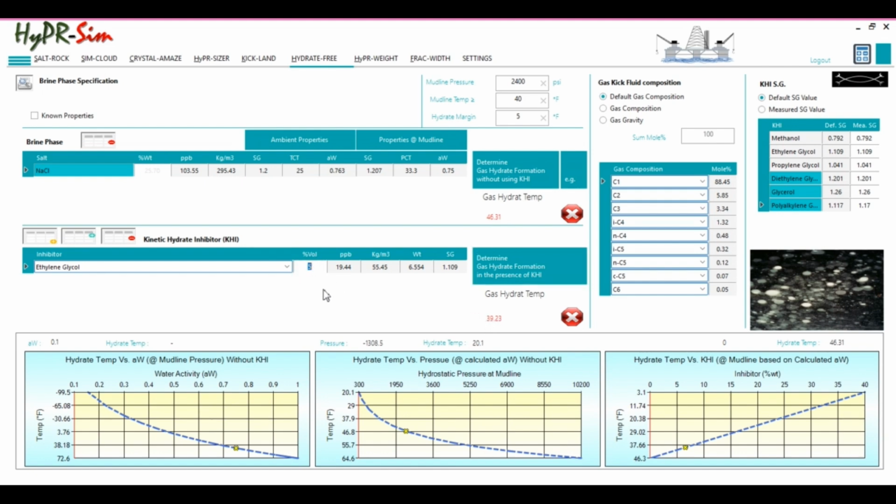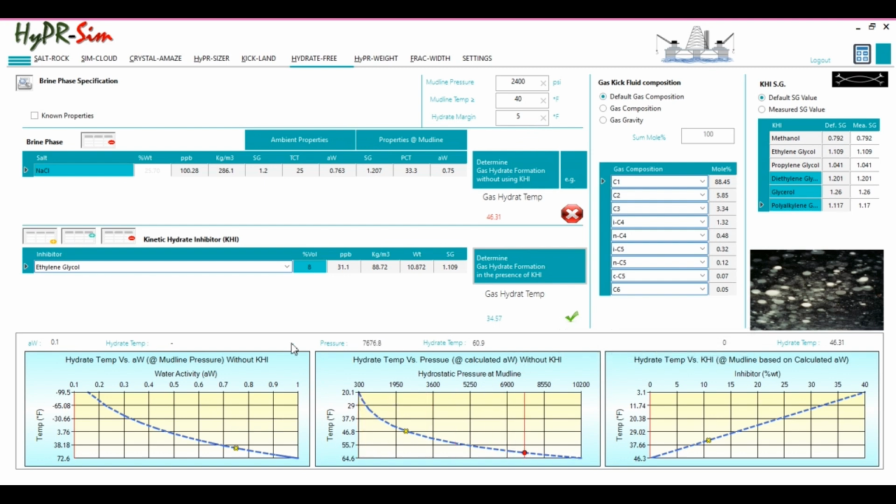Let's increase ethylene glycol from 5% to 7% by volume. Run the simulation. The gas hydrate temperature reduces to 36.16 degrees Fahrenheit. Increase the KHI concentration to 8% by volume and run the simulation. The gas hydrate temperature further reduces to 34.57 degrees Fahrenheit, which is below the desired temperature of 35 degrees Fahrenheit.